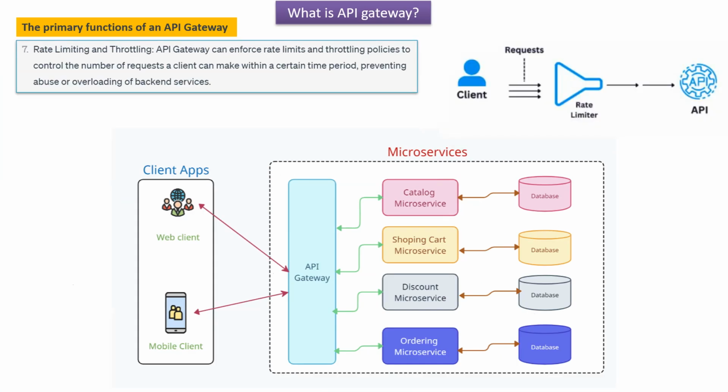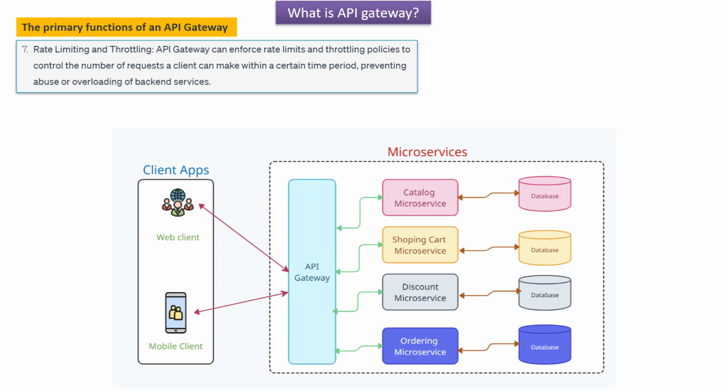The seventh point is rate limiting and throttling. API Gateway can enforce rate limits and throttling policies to control the number of requests a client can make within a certain time period, which prevents abuse or overloading of backend services.